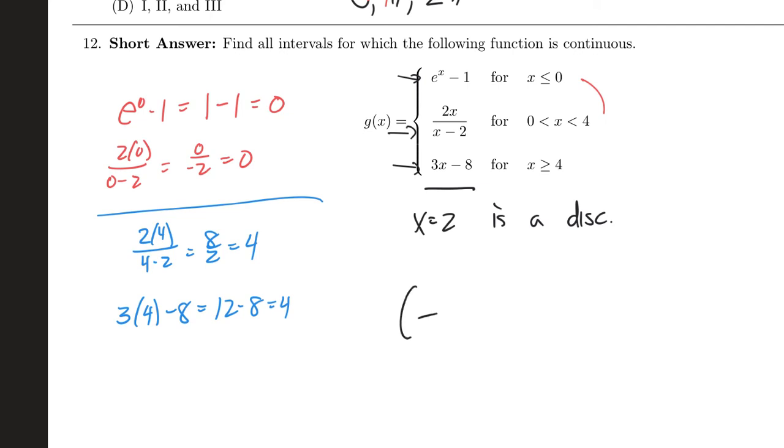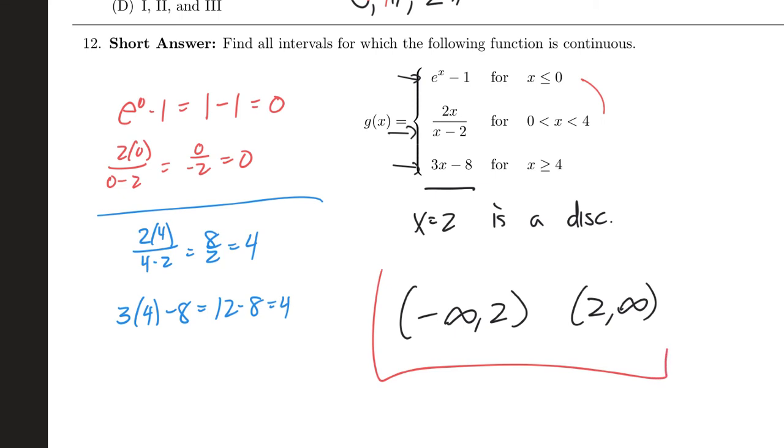So my final answer, everything works up until 2, and then everything works after 2 as well. All right, so this would be your final answer. Basically, just 2 is the one discontinuity you have to worry about.